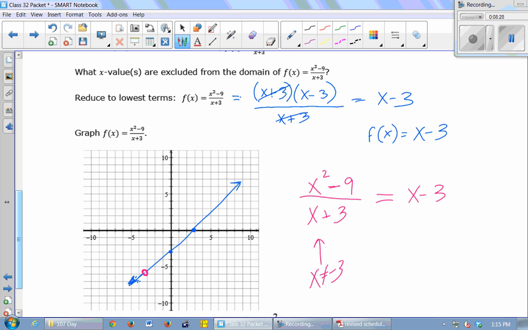X squared minus 9 over x plus 3. Yep, that was the given function. So that's a rational function whose graph is a line. No vertical asymptotes, even though it had a place where the denominator equaled 0. The reason it's not an asymptote is because the numerator also equaled 0 there.